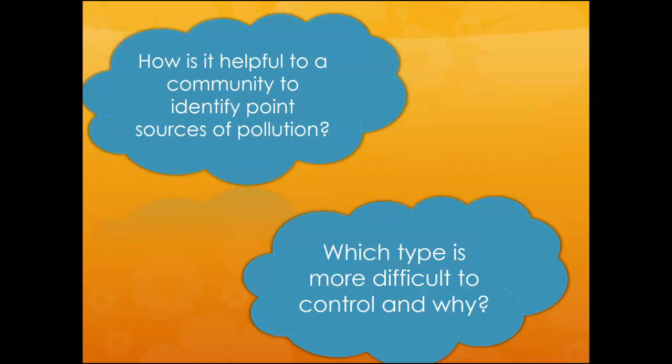So how is it helpful to a community to identify point sources of pollution, and which type is more difficult to control and why? Think about that for a second. Well, you can try to reduce, mitigate, or penalize direct sources. It's pretty easy, right? It's pretty clear. But for non-point pollution, it's difficult to identify and control and may have many more stakeholders.